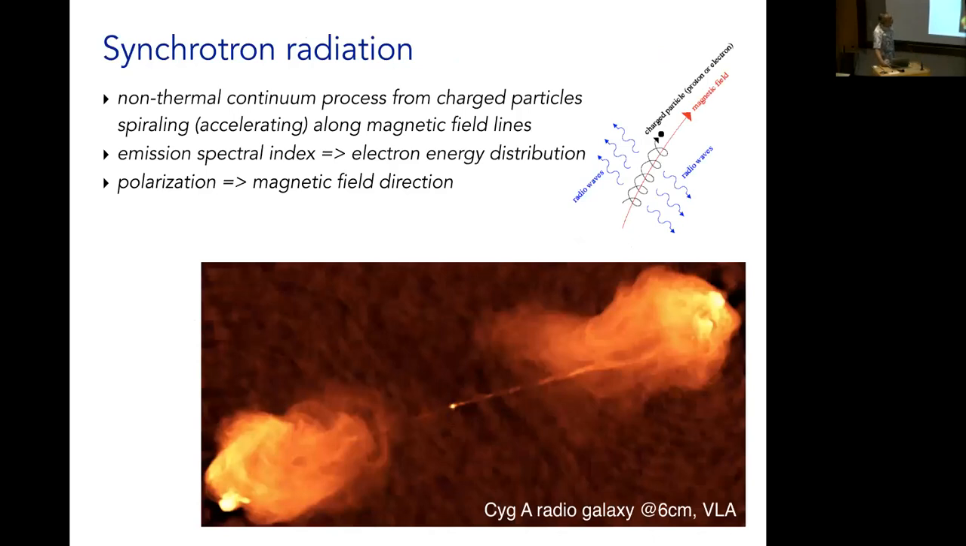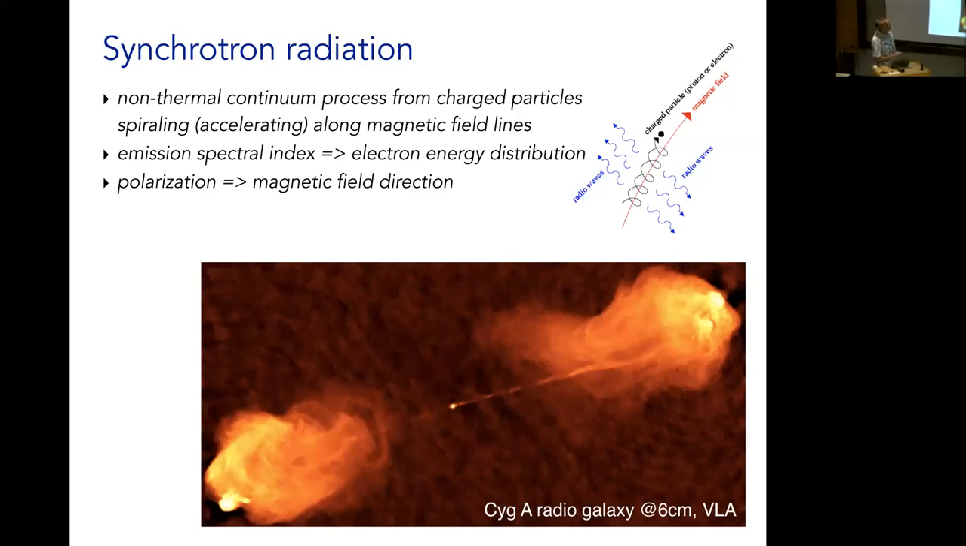Okay, more about the various aspects here. Let's start off with synchrotron. Synchrotron is a non-thermal continuum process, so it doesn't have a black body-like look to it. It's created not by thermal processes, but by energetic particles that have been created from shocks from supernovae or other energetic events, AGNs also.